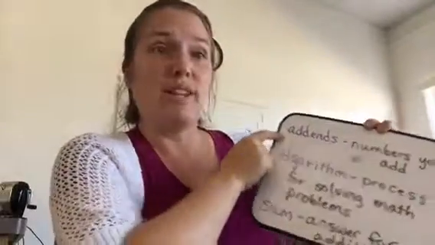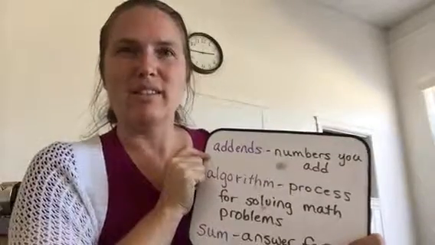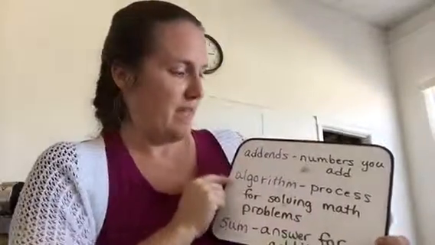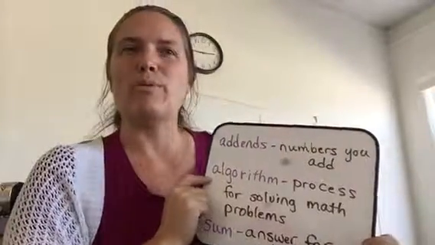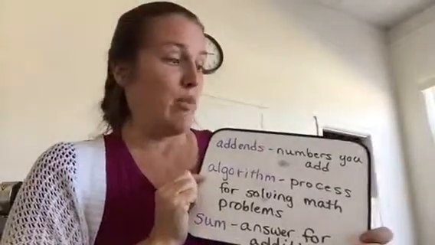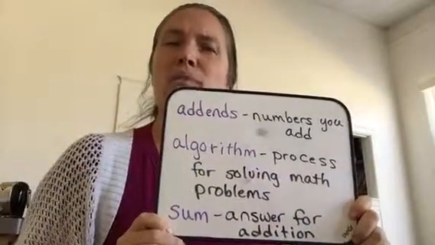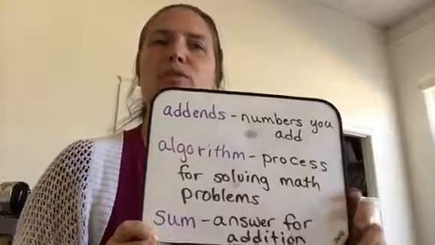The first vocabulary word is add-ins. Add-ins are numbers that you add. For example, 2 plus 3 equals 5. 2 and 3 are add-ins. An algorithm is a process for solving math problems. You know, many math problems can be solved in more than one way, and so you decide which algorithm you're going to use. Sum. The sum is the answer for addition. In our problem, 2 plus 3 equals 5, 5 would be the sum. So if you read some directions and they say, find the sum, that means add.